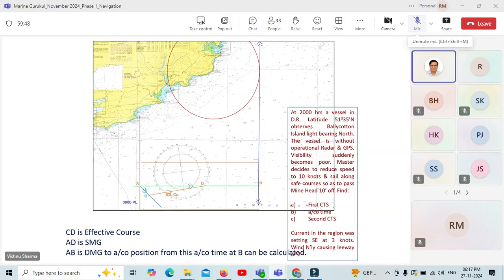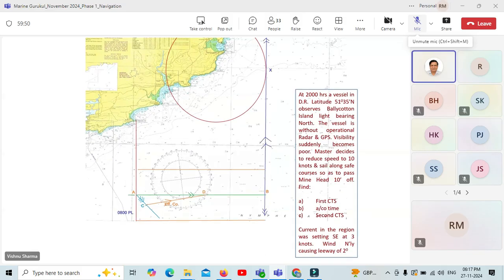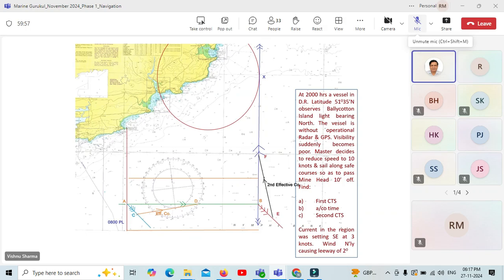Then we have to find the second CTS. The second CMG in this case is northwards. We counteract current at B and we get the second effective course. And on this, we'll counteract the wind and we'll get the second CTS. Simple, guys, or do you have any questions coming to your mind? If this zone is not safe, we'll talk about that in a while. But if this zone is safe, is that fine with everybody?